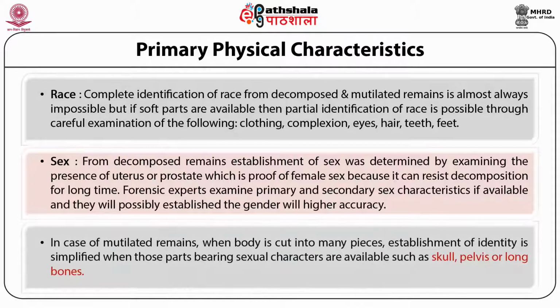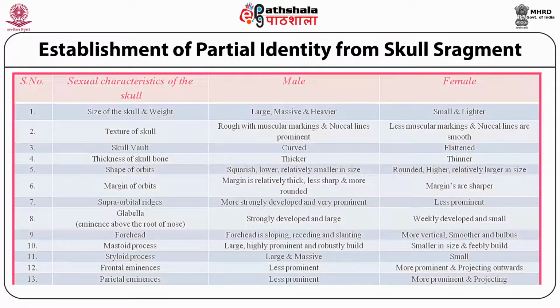In case of mutilated remains, when the body is cut into many pieces, establishment of identity is simplified when those parts bearing sexual characters are available, such as skull, pelvis, or long bones. The establishment of partial identity can be done from skull fragments, which includes the size and weight of the skull, texture of the skull, and skull vault, that is curved in males and flattened in females.